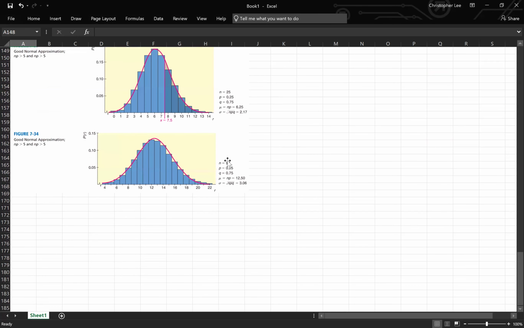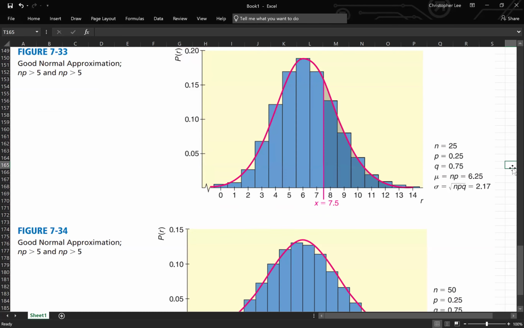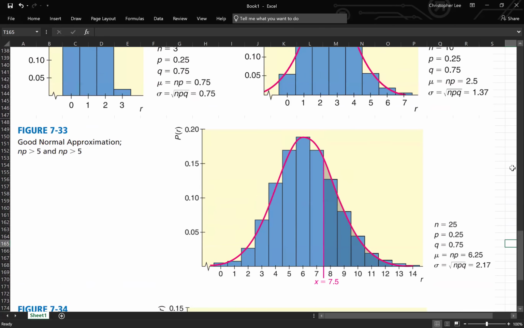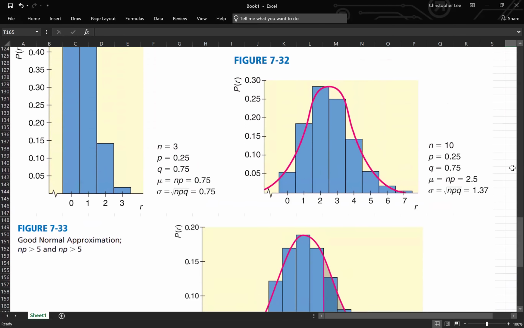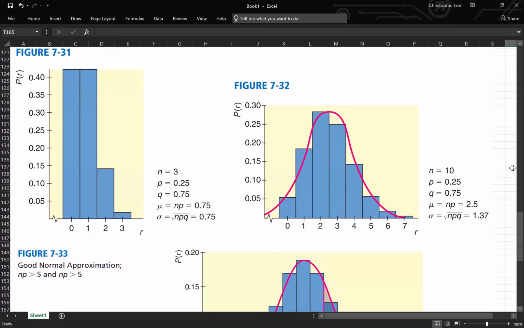So you see these right here now? This is for N25 and then N50. Technically speaking, right? Going back up here for a second. No, the one at the bottom. Yeah. Technically speaking, right?